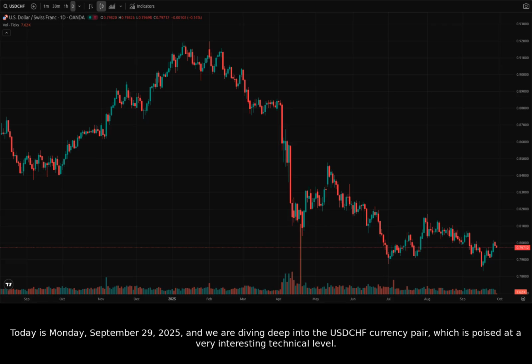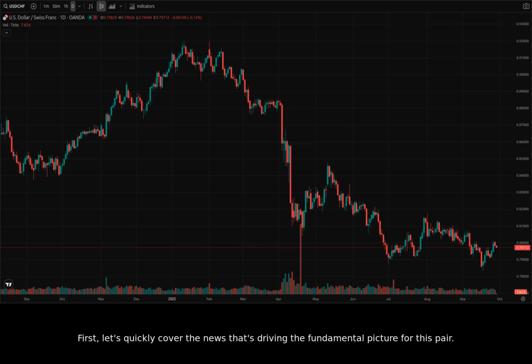Today is Monday, September 29th, 2025, and we are diving deep into the USDCHF currency pair, which is poised at a very interesting technical level. First, let's quickly cover the news that's driving the fundamental picture for this pair.